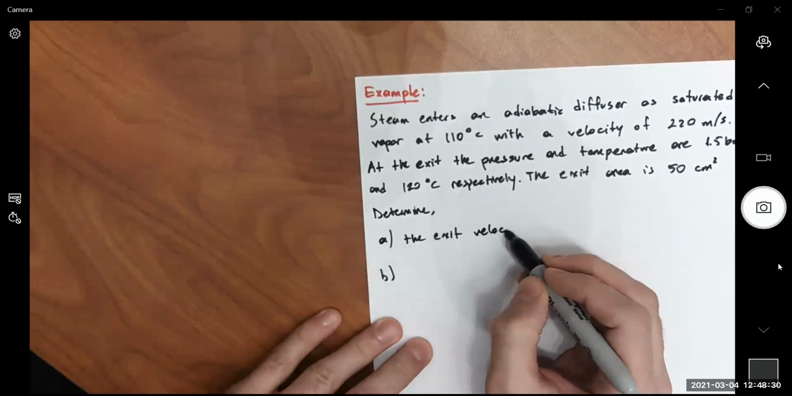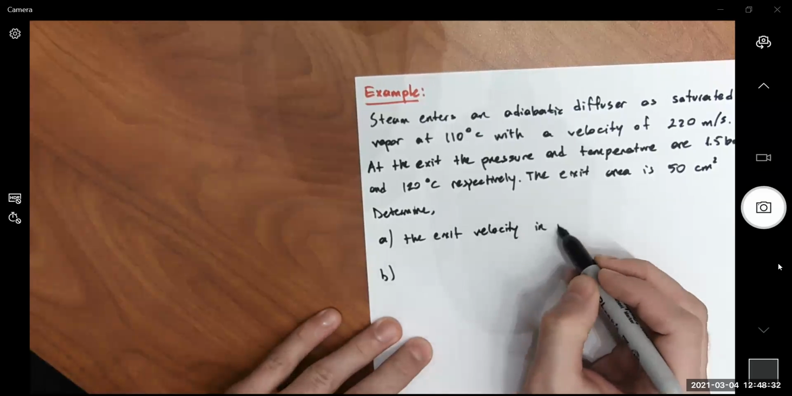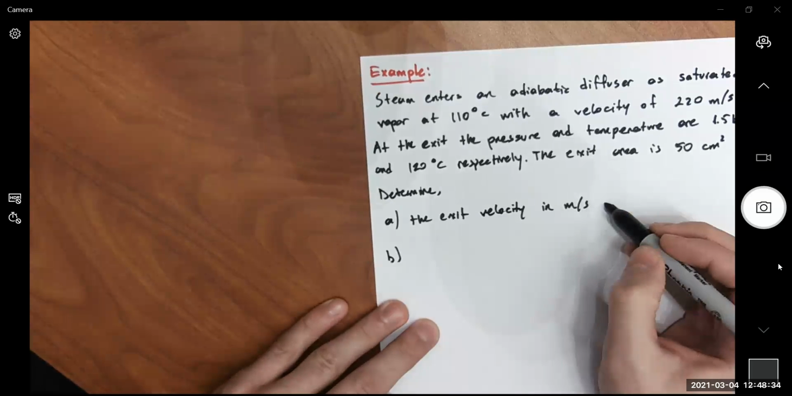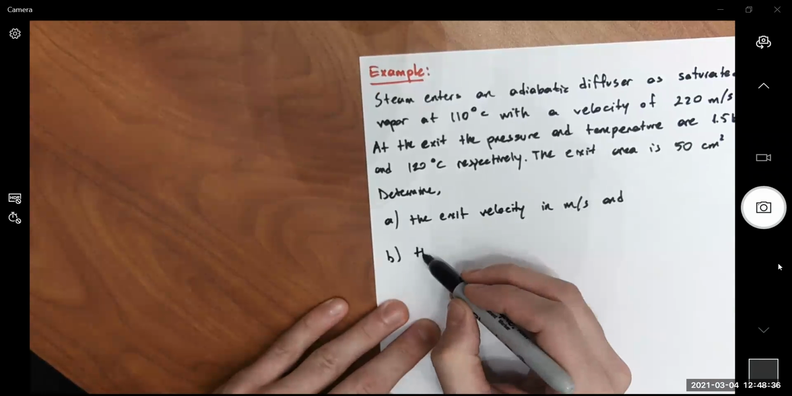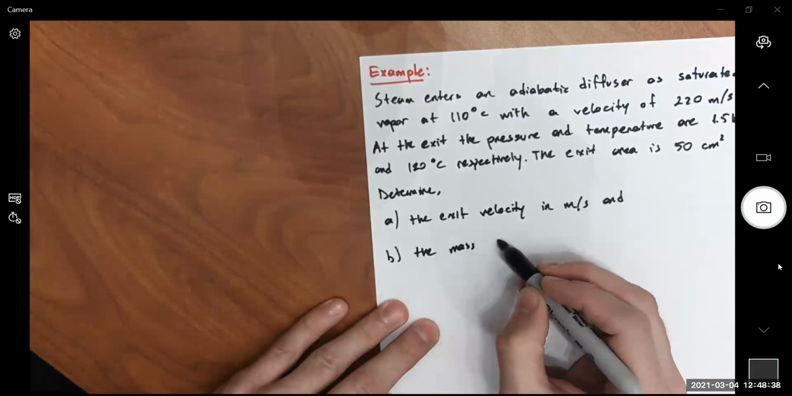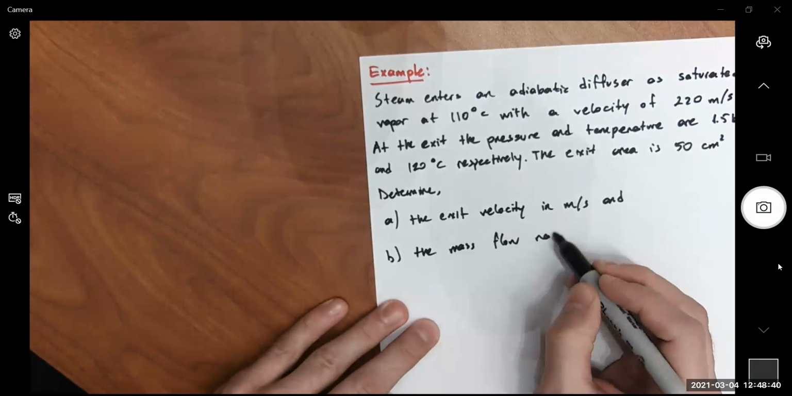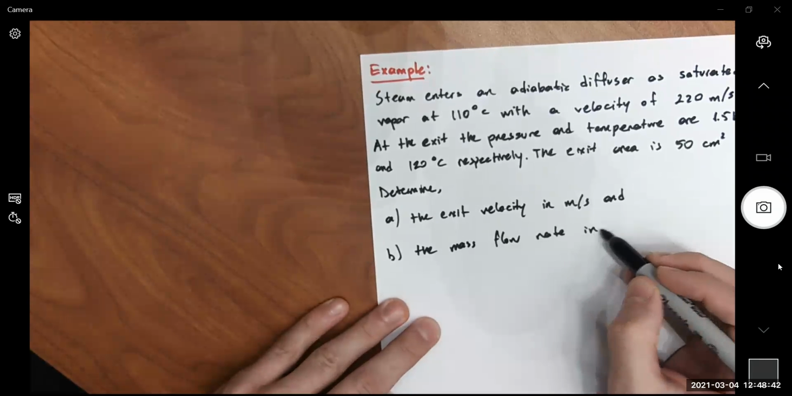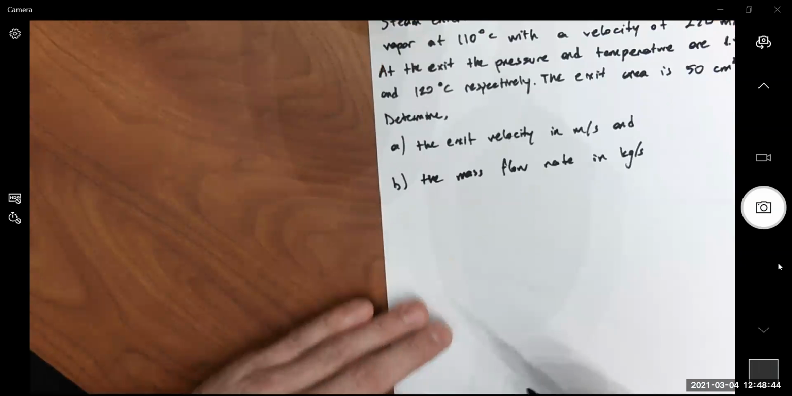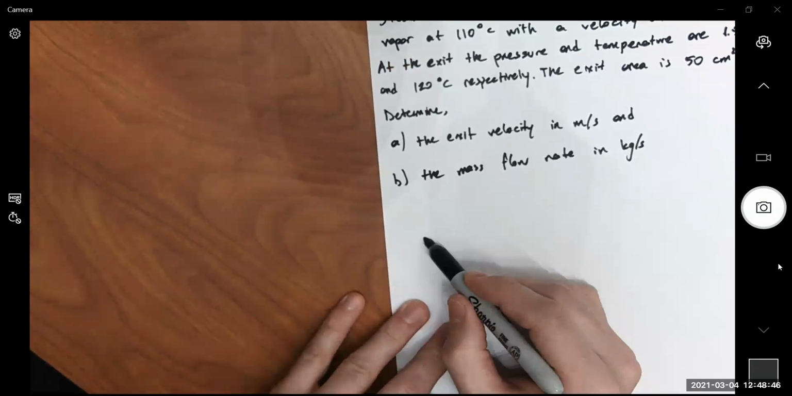Exit velocity, meter per second, and the mass flow rate in kilogram per second. Okay.